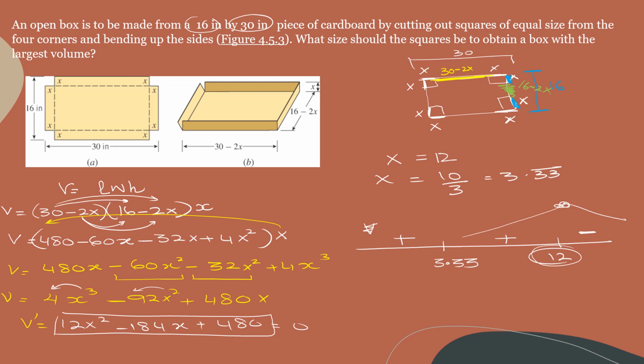So now put the value in the equation of the volume to find the final volume: 30 minus 2 times 12, 16 minus 2 times 12, and then 12, and find the final answer of the volume, which would be in inch cubed. You may write it in the calculator and get the final answer. So that would be your final answer.